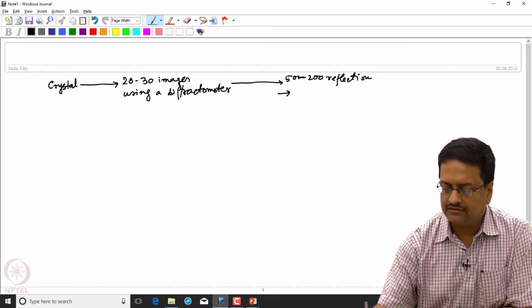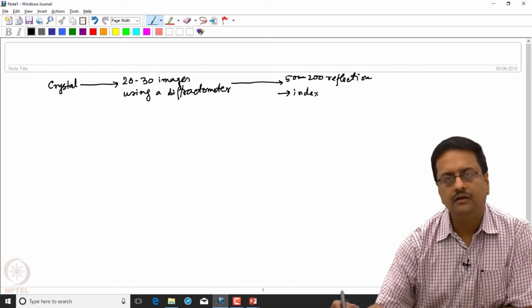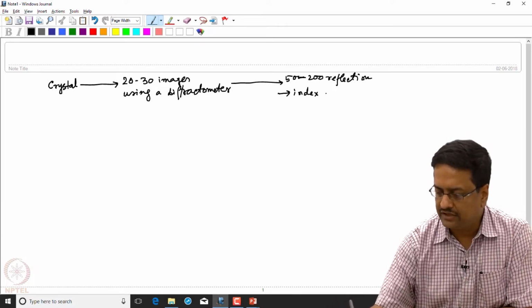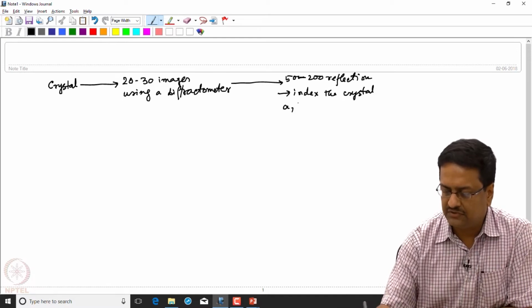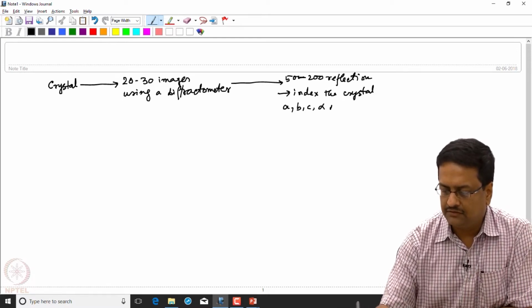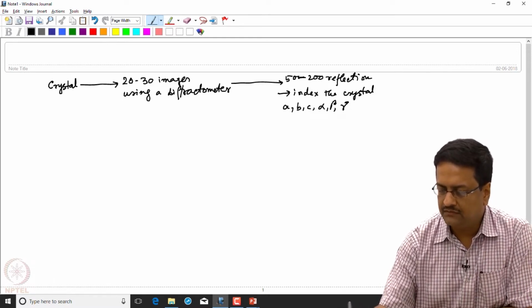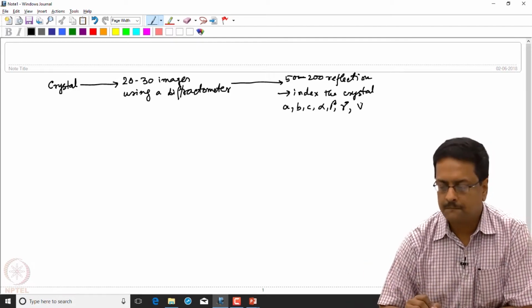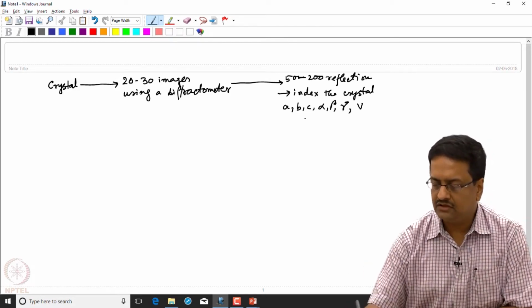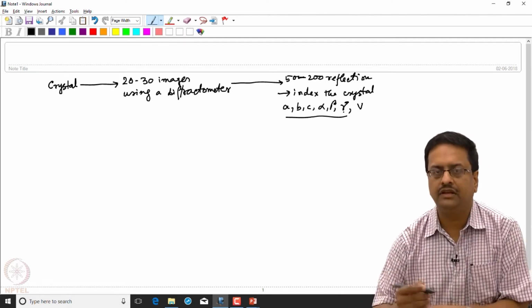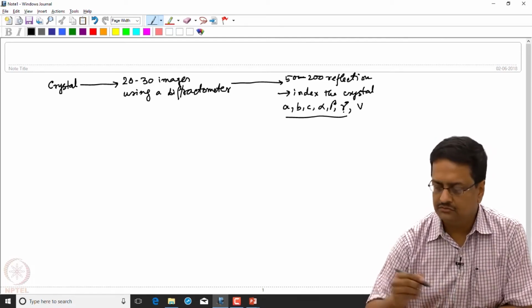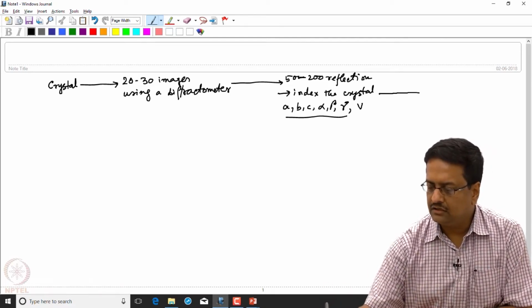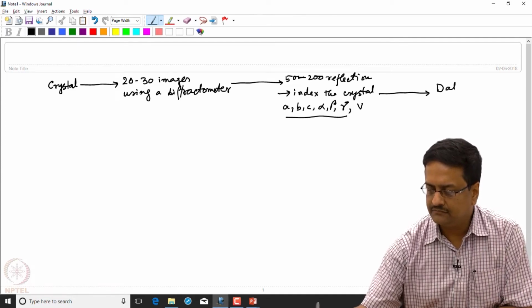We try to index the diffraction pattern, so index the crystal and get the values for the cell dimensions, that is a, b, c, alpha, beta, gamma, and eventually we can calculate the volume. And then based on the values of alpha, beta and gamma, we can identify what crystal system and what Bravais lattice it belongs to. So then we do a data collection strategy.